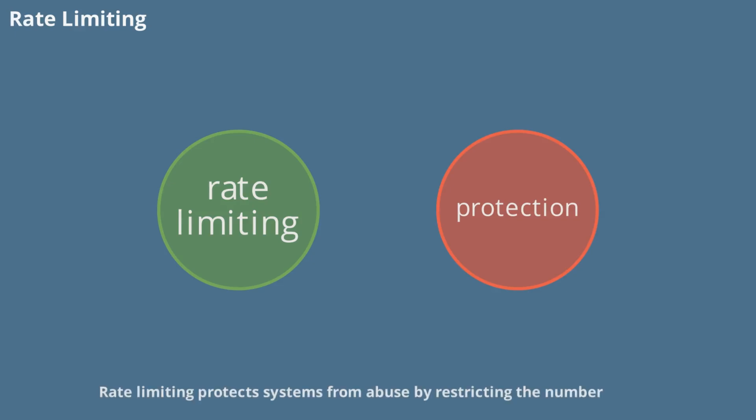Rate limiting protects systems from abuse by restricting the number of requests a user can make in a given time period. This prevents overload and ensures fair usage. Real-world systems implement rate limiting at the API gateway or service level.